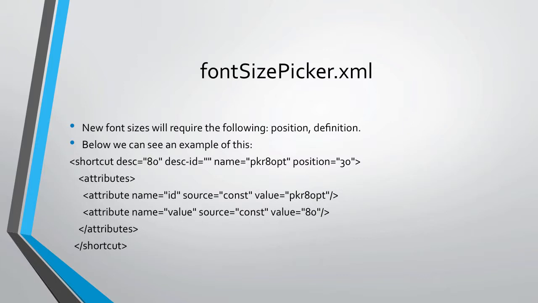This customization is fairly straightforward, and we're only going to really need to alter one file, which is the font size picker.xml. New font sizes will require the following: a position and a definition. Below we can see an example of this format. We can see that we have a name which is PKR80PT, and that format is important, and I'll actually show you the out-of-the-box font size picker.xml, which is how I discovered how to perform this customization.